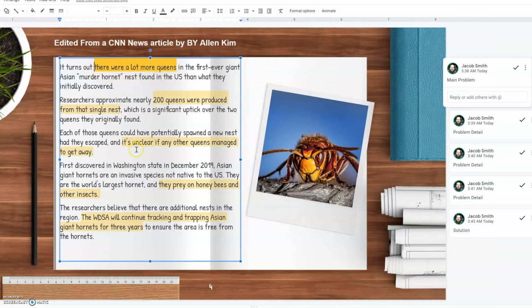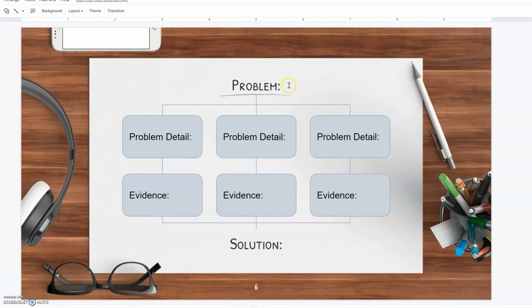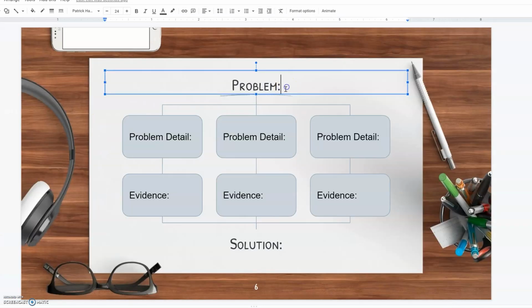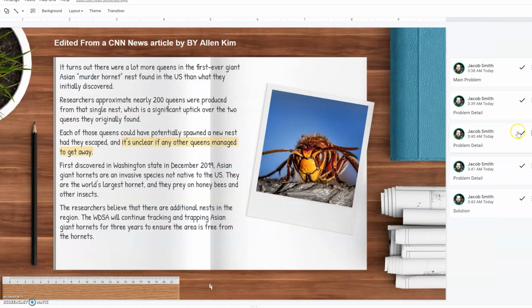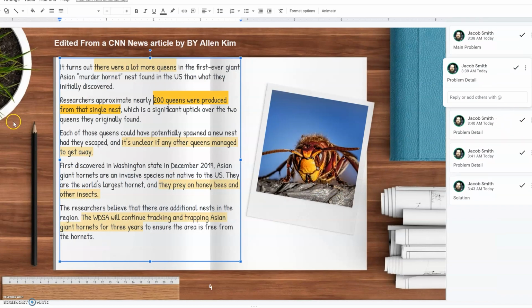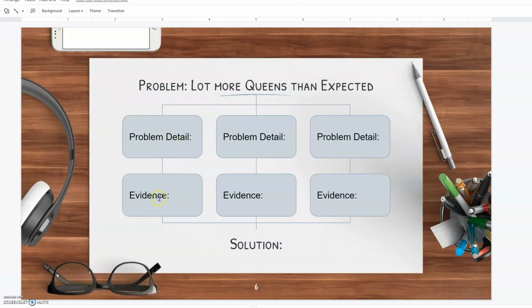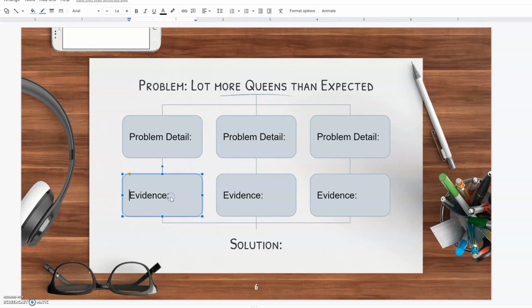Oh, there's my highlight. There were a lot more queens than expected. That's our major problem. Let's look at our first problem detail. 200 queens were produced from that single nest. Because this is our piece of evidence, our most important detail, I'm going to copy that and bring it with me to the graphic organizer.